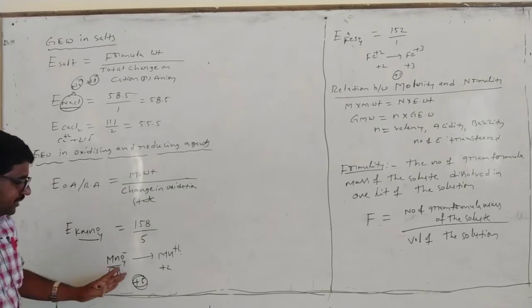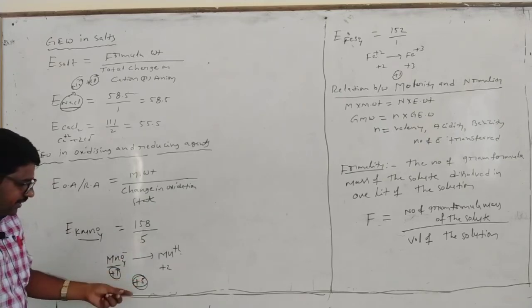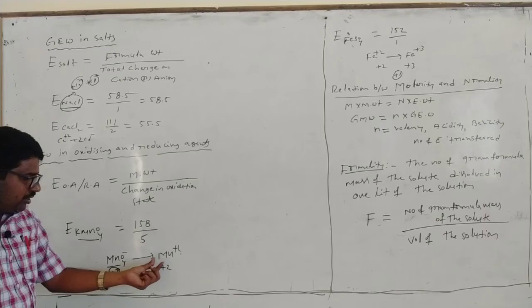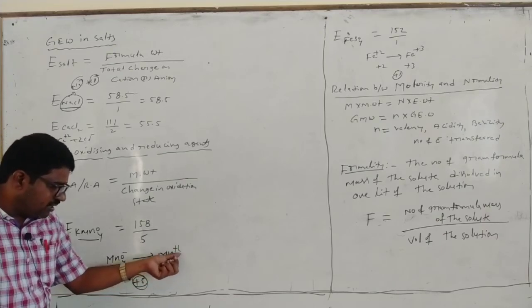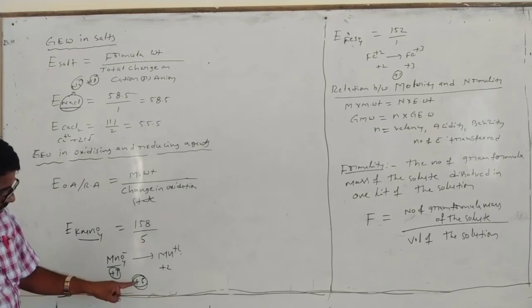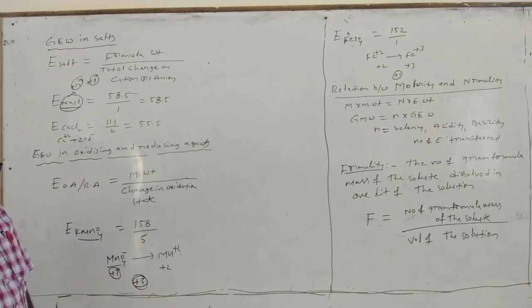You take the number of electrons transferred. In MnO4 minus, the oxidation state of Mn is 7. Mn2+ means it has +2. What is the difference? +7 to +2 is 5. So 5 electrons are transferred here. So it is the weight of MnO4 by 5.